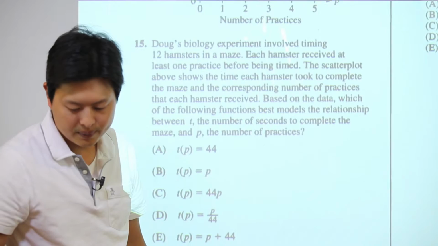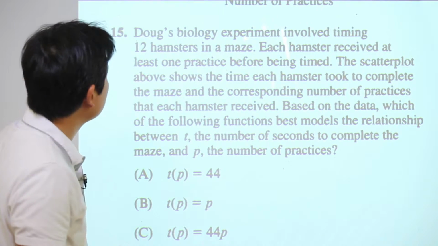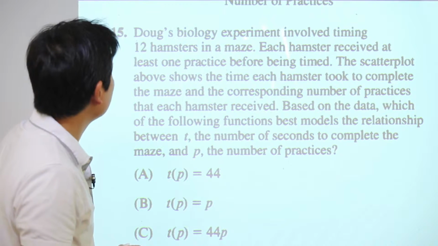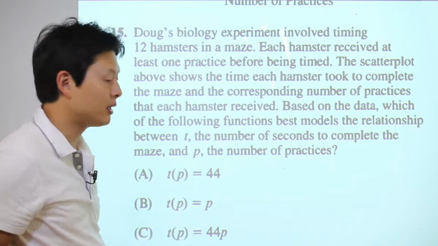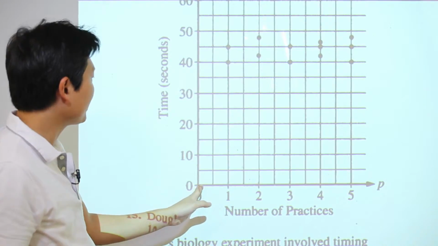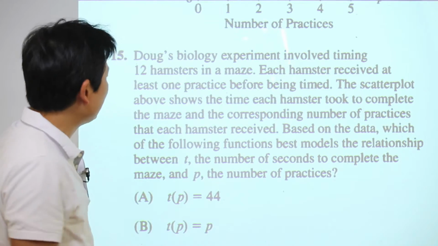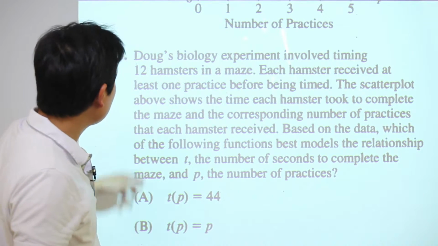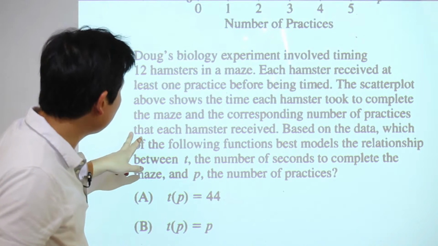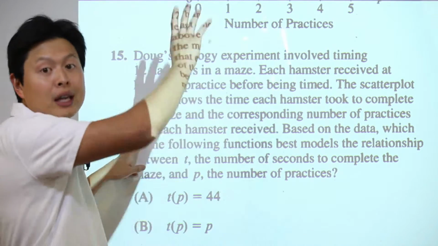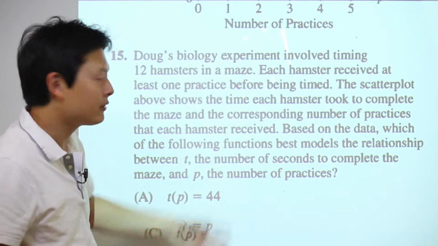And the question says, Doug's biology experiment involved timing 12 hamsters in a maze. Each hamster received at least 1 practice before being timed. And it shows us that, right? There's nothing here for the 0. No one got 0 practices. Everyone at least got the 1, right? So no new information here. The scatter plot above shows the time each hamster took to complete the maze and the corresponding number of practices that each hamster received. And all that information was already given in the graph, so we don't really need any of this. Based on the data, look at the graph, is what they're saying.